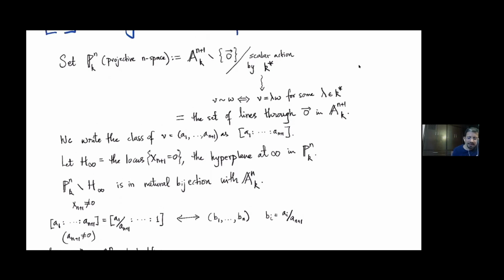And so we'll write the class of a point as a ratio like this, because one should think of them as simultaneous ratios of all the coordinates. So this is the ratio of all the coordinates. So the point is written.